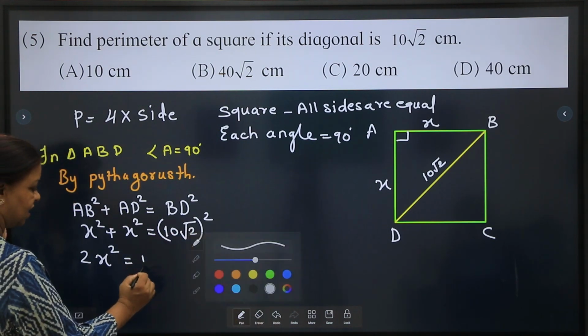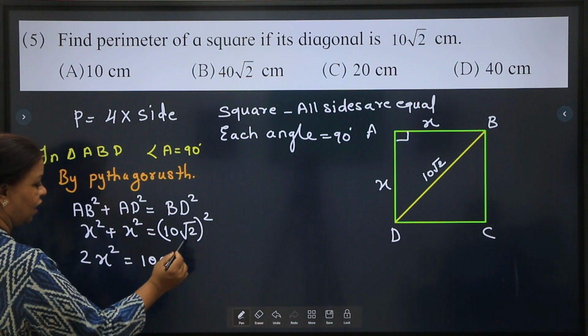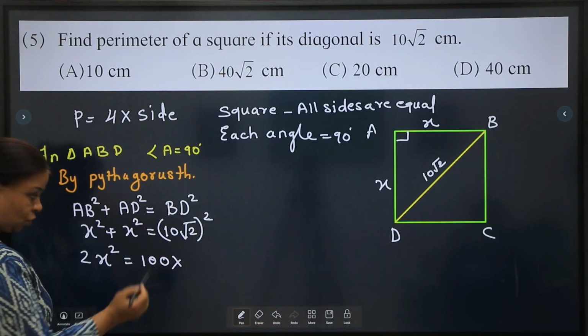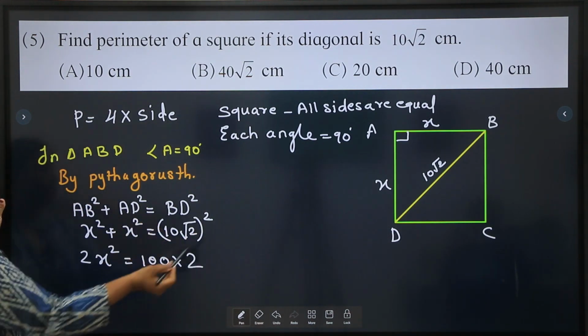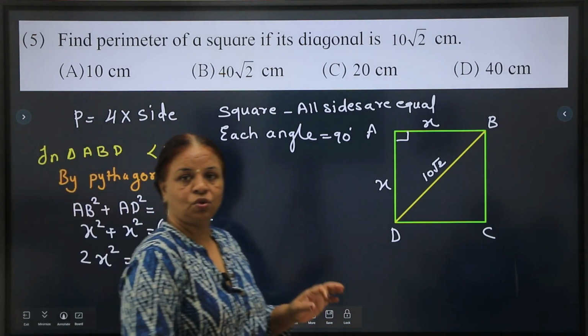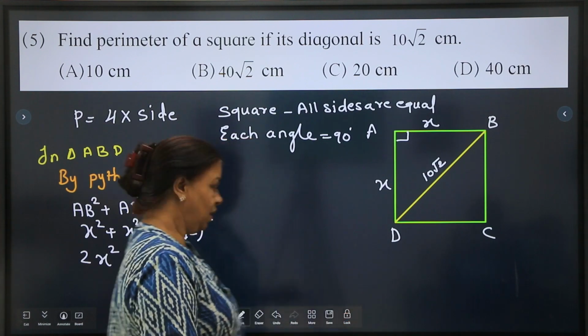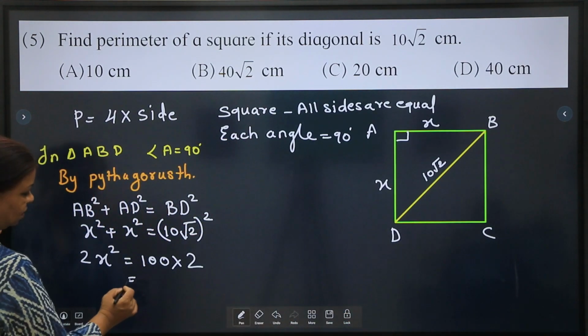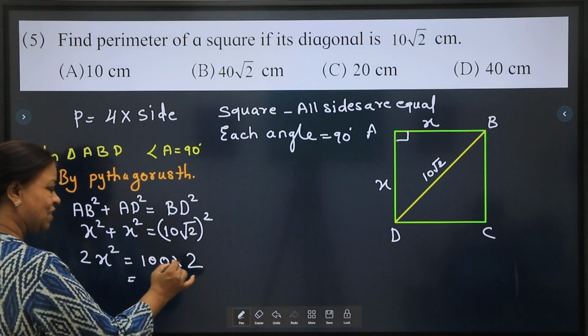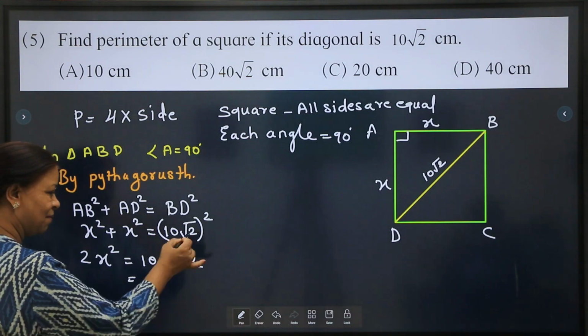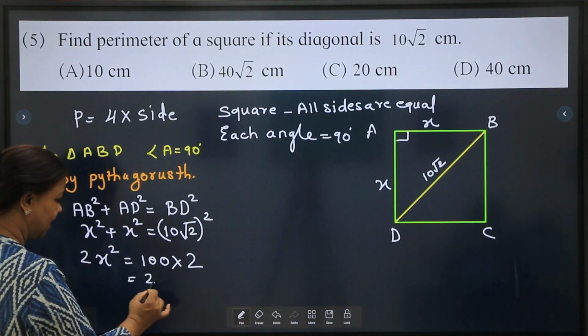So square of 10 is 100. And root 2 square is 2, because root 2 into root 2 is nothing but 2. Square of square root is 2 only. Okay. Square of root is the same number. Okay. So you will get here 200.